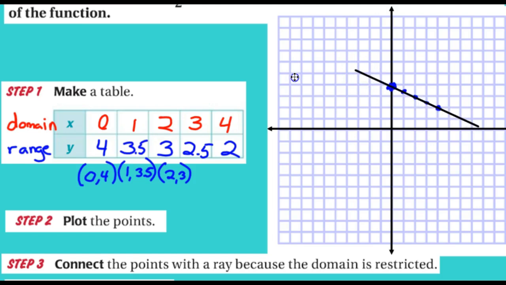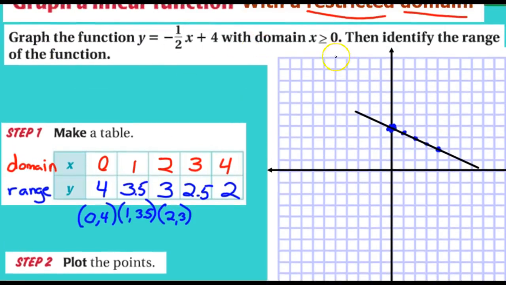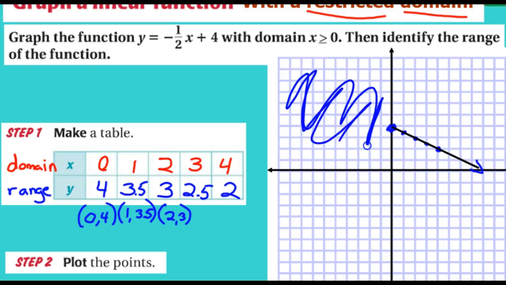Now, because I made a mistake here. Step 3 says connect the points with a ray because the domain is restricted. Our domain can't go anywhere that's less than 0. So my mistake here was I made this line too long. This line cannot go past 0. So it's only going to go in that direction, but I can only make an arrow going this way. My point stops right there because this is the restricted area. We can't go there.